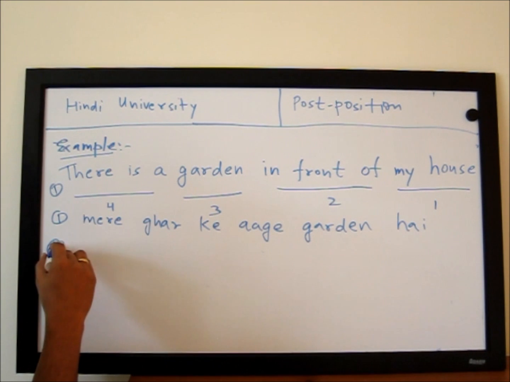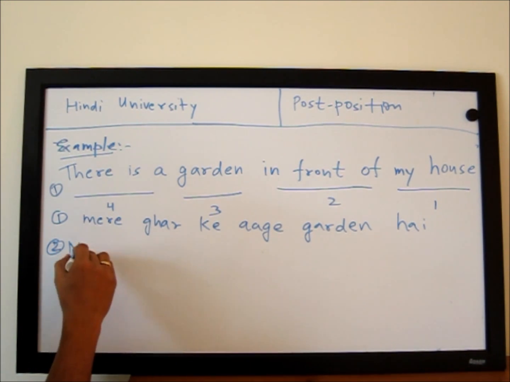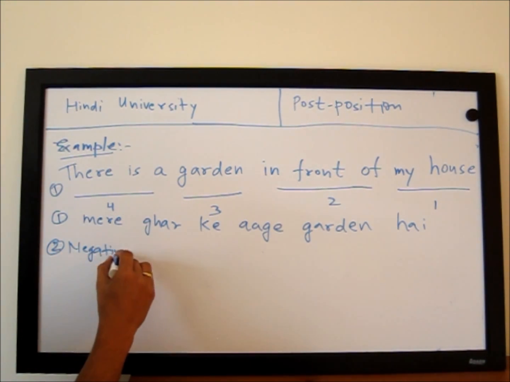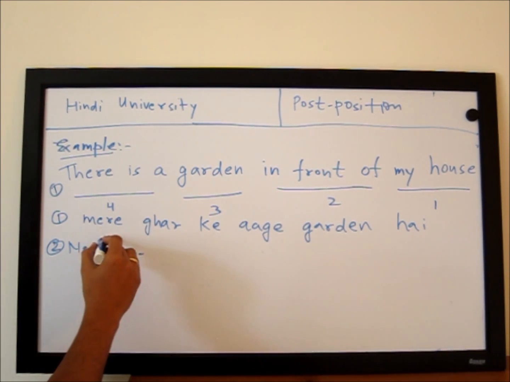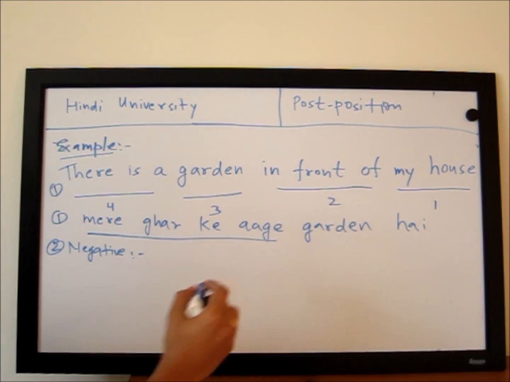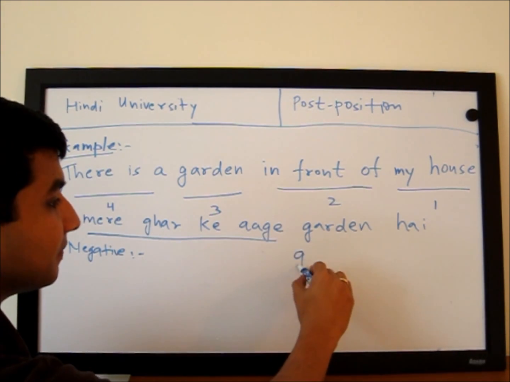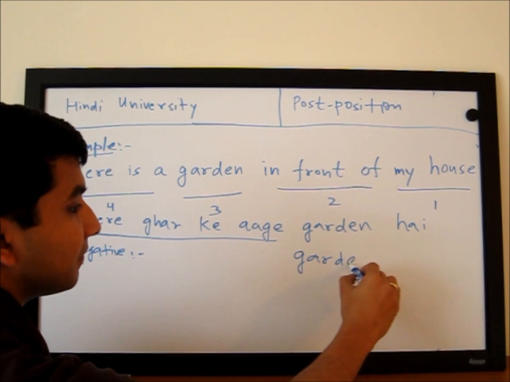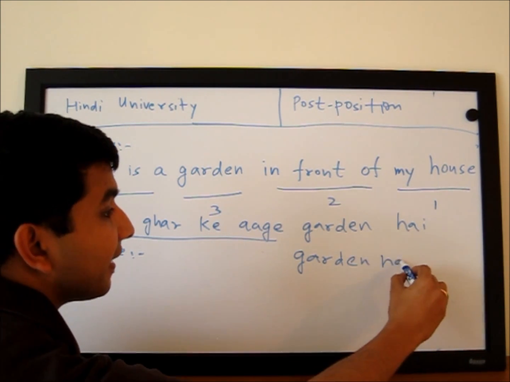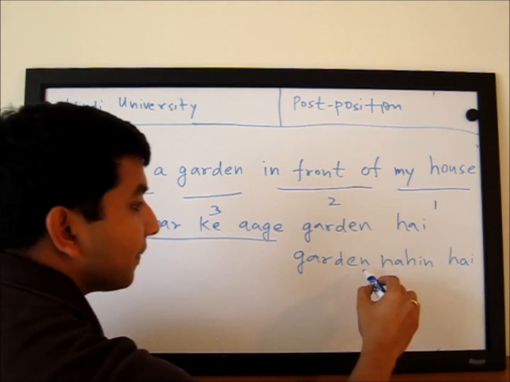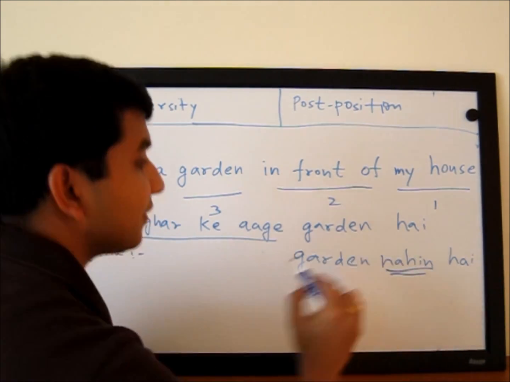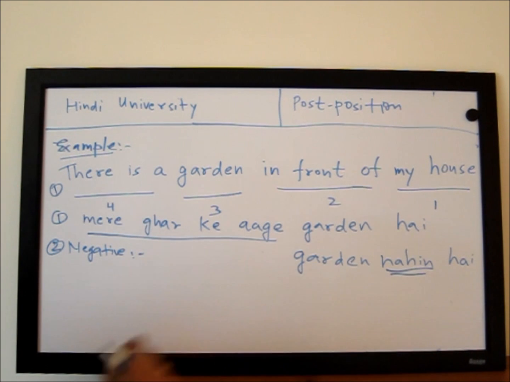Second sentence, let's say you want to say it in negative form. Everything else will remain the same. मेरे घर के आगे garden नहीं है. You are just writing nahi after garden. मेरे घर के आगे garden नहीं है. There isn't a garden in front of my house.